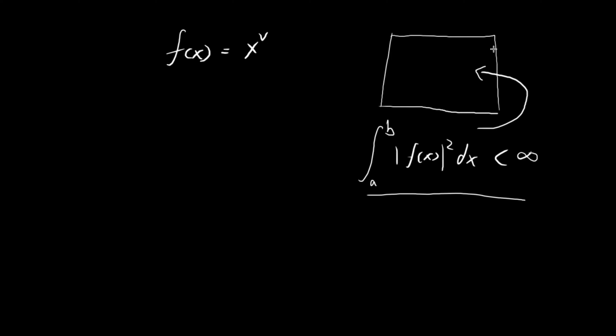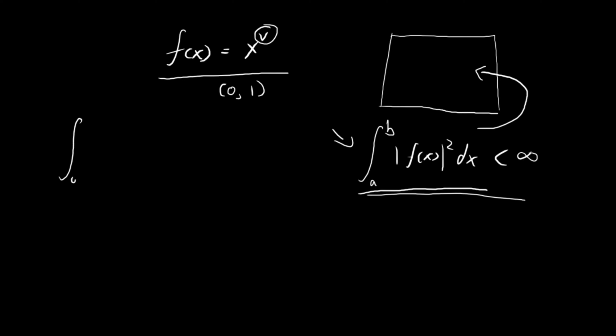It belongs within this set. So what we want to do now is to check for what values of v this function would satisfy this property, so that we can say it belongs inside Hilbert space. In order to do that, we're going to calculate this integral over here. For this case, we're going to consider the range where a is equal to 0 and b is equal to 1. So we're going to integrate this function from 0 to 1.